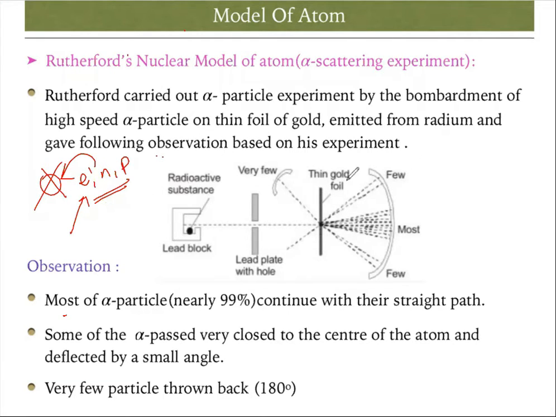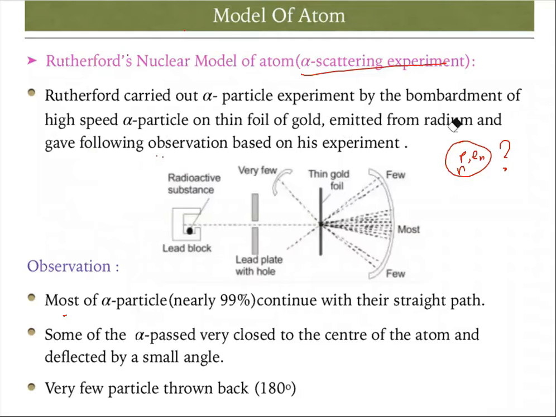Now a bigger question is, inside the atom there are electrons, protons, and neutrons present, but where is the position of the electron, proton, and neutron? To answer this question, Rutherford started an experiment. That experiment is called the alpha scattering experiment. So now we are going to discuss in detail what this alpha scattering experiment is and how it was done.